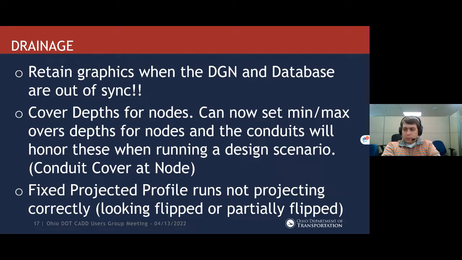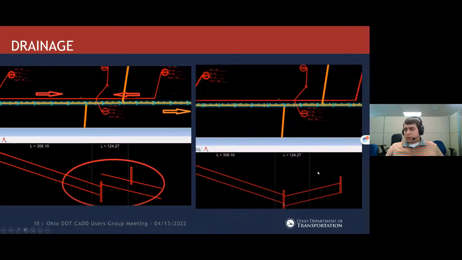There was another issue with projected profile runs not projecting correctly. They would look like they were flipped or going in the wrong direction. So they fixed that issue. I grabbed a screenshot of that; I think I just stole it from the video. On the left, you can see what it was doing: this pipe was drawn backwards, basically. It had to do with the directions and how you made your profile run. In this update, they've addressed that issue, and you can see on the right side that it's showing correctly. So that was a fix in this one.